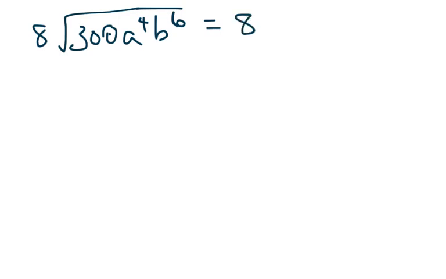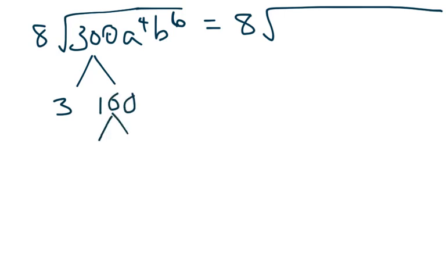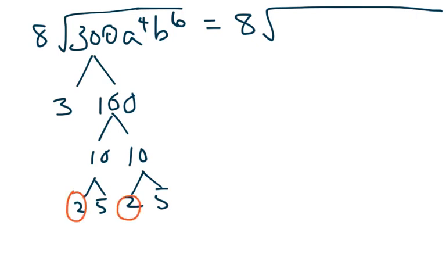Okay. So the 8's just going to come over. Nothing's going to change with it. 300 is going to be 3 times 100. And the 100's 10 times 10. And I can break it down. It's okay. Alright, I think I'm going to need more room because I've got a lot to write. So, let me circle all of this. 2, 2, 5, 5, and 3.